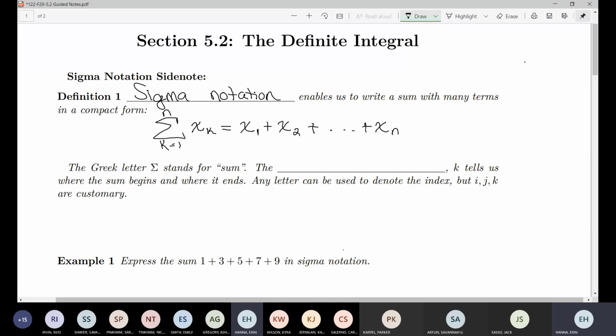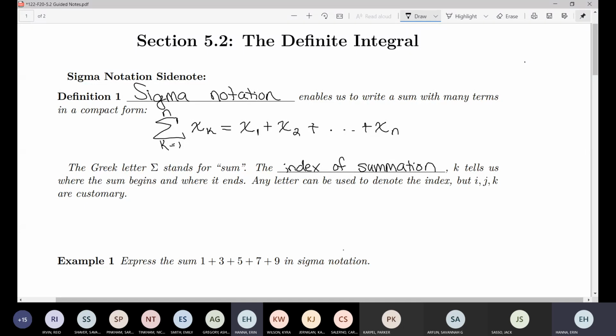So the Greek letter sigma stands for sum, and the index of summation, which is k, is going to tell us where the sum begins, and then the top number is going to tell us where it ends. So usually that top is actually going to be a number. The letters that are used can be whatever letters you need them to be, but i, j, and k are usually the ones that are used.